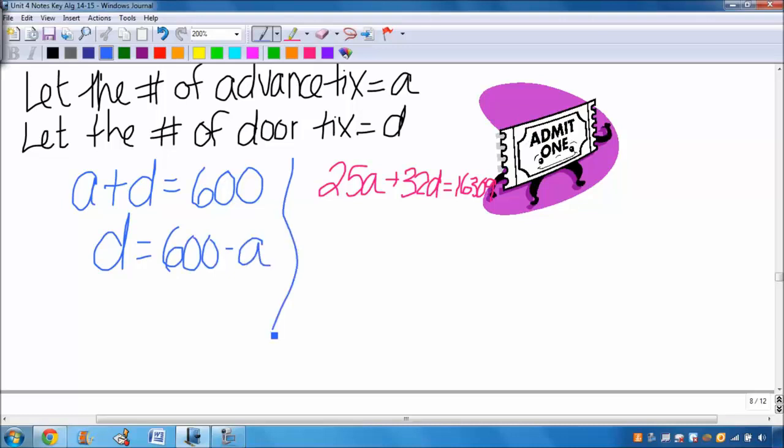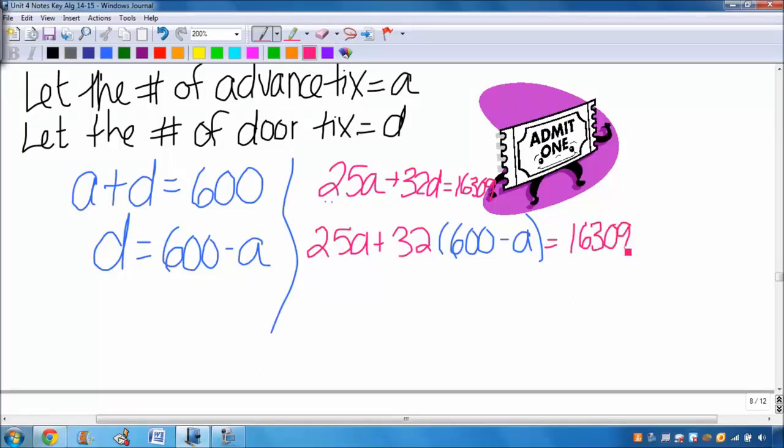So now all I have to do is every time I see a D in this equation, I'm just going to plug in 600 minus A. So I end up getting 25A plus 32 times 600 minus A equals 16,309. Okay, then I just go through and solve it like a regular equation. So 25A plus, when you distribute the 32 to the 600, you end up getting 19,200 minus 32A equals 16,309.